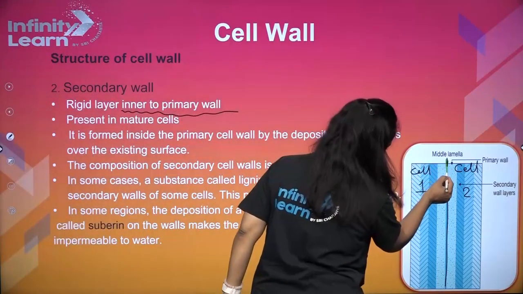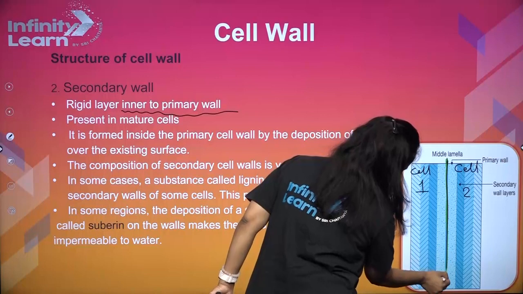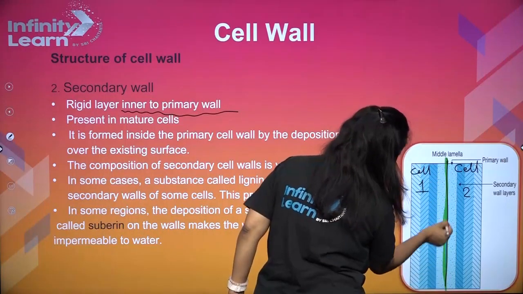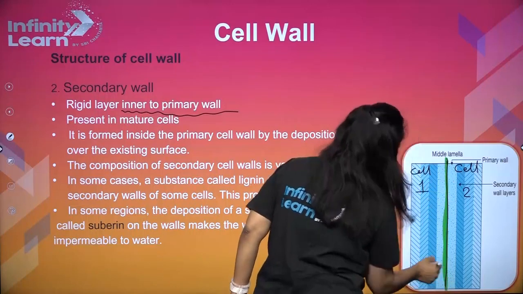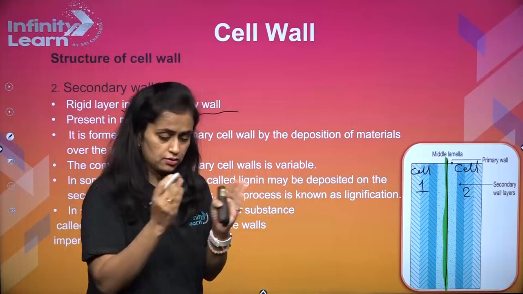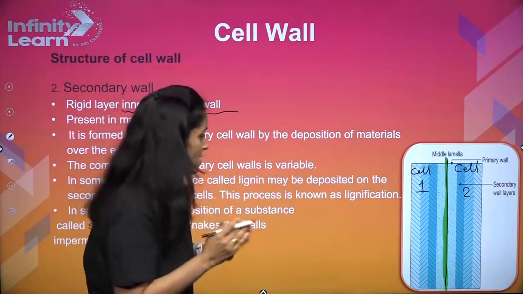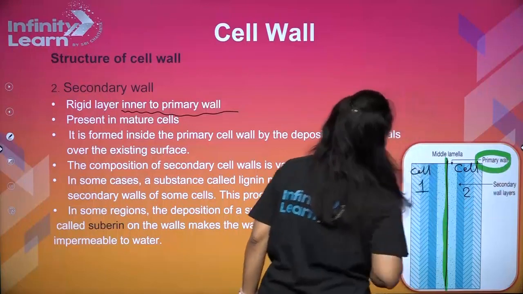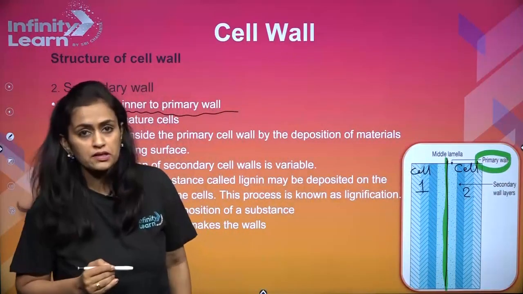All right, please concentrate. What is this? This is the middle lamella, okay? This whole thing is the middle lamella, the center place. Now just outside the middle lamella, what will you have? You will have the primary cell wall.